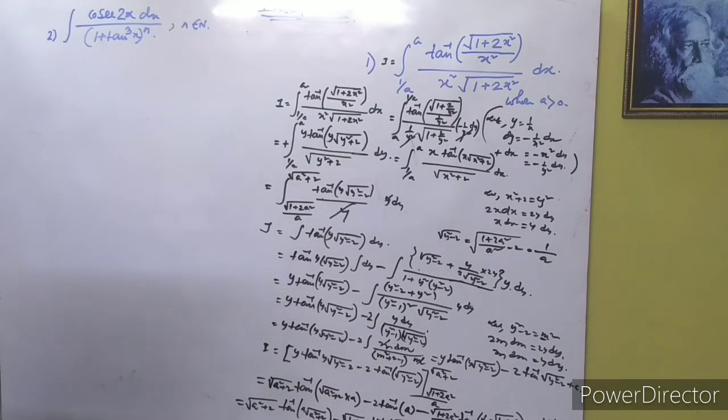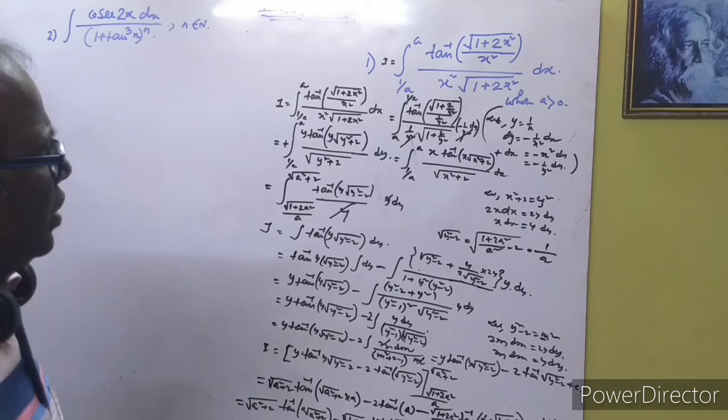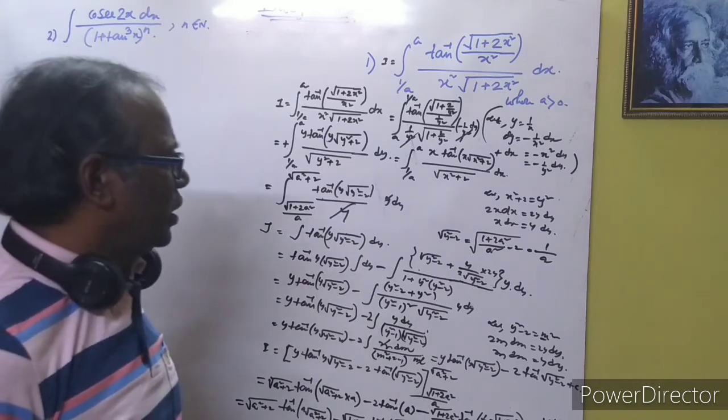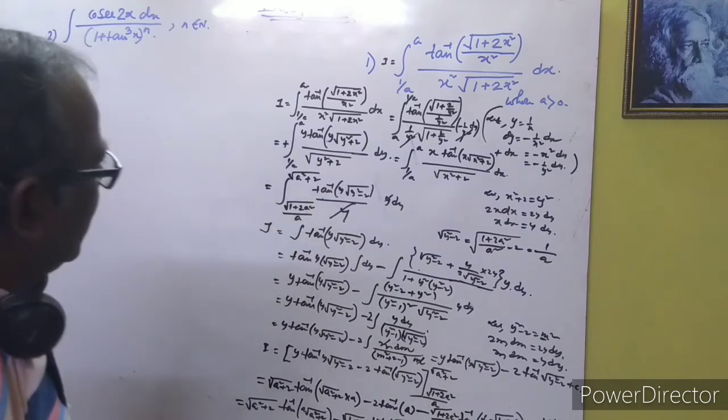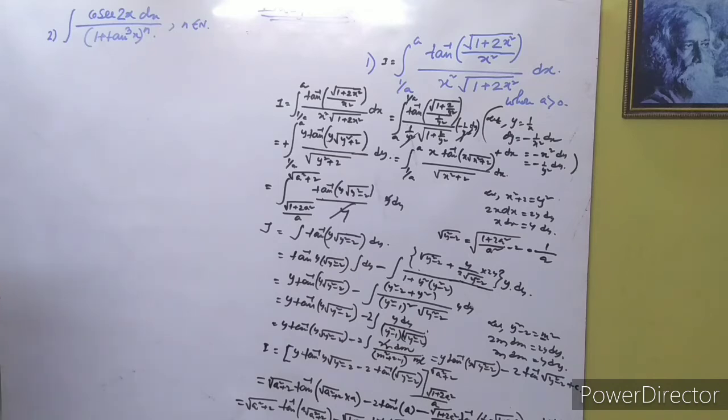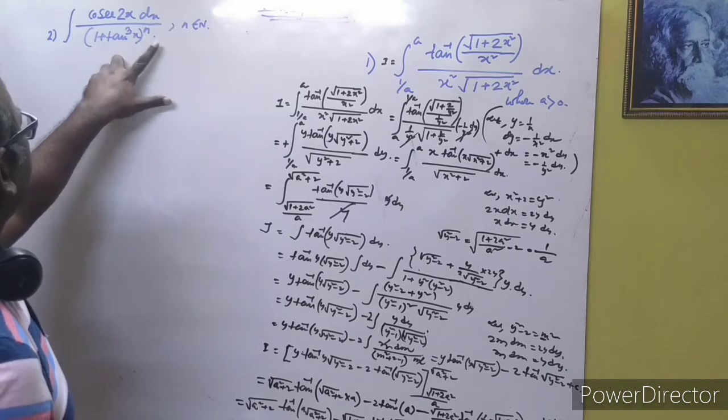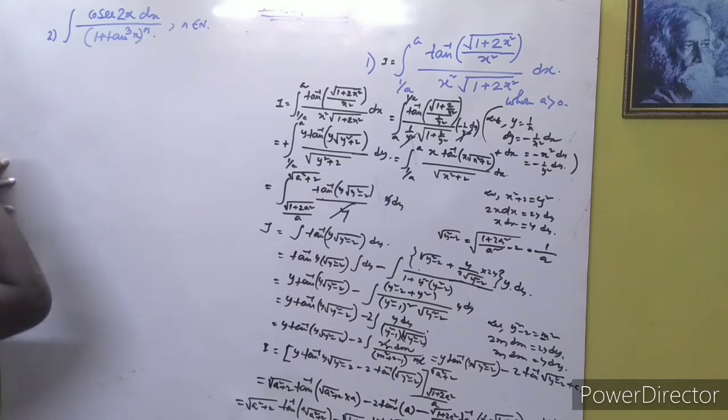Okay, so this is your answer for this integral. See carefully, interesting question. Now go to the second question. It is here sec square twice x dx by 1 plus tan cube x whole to the power n.